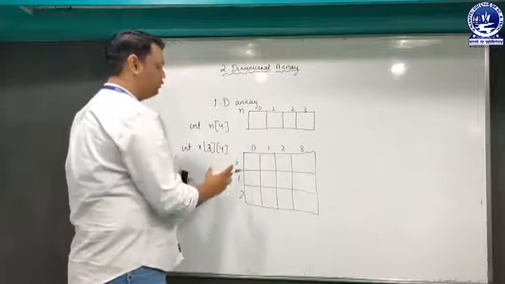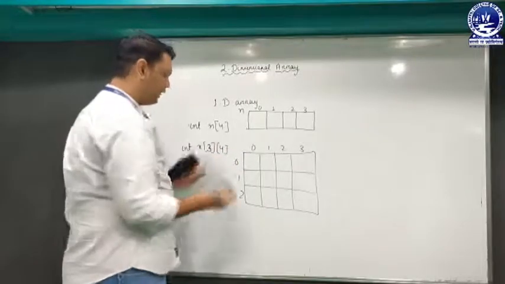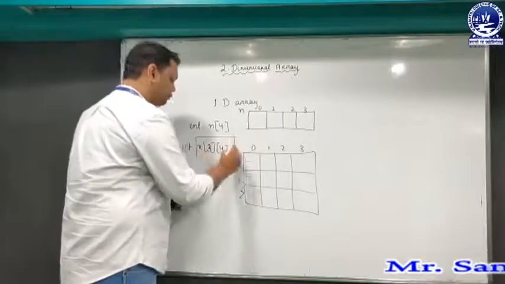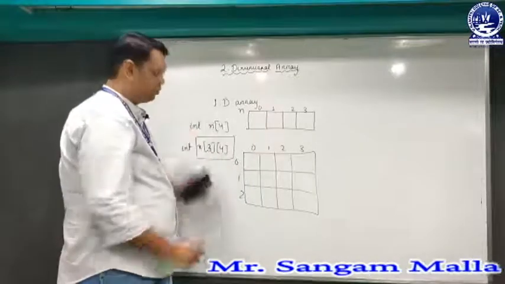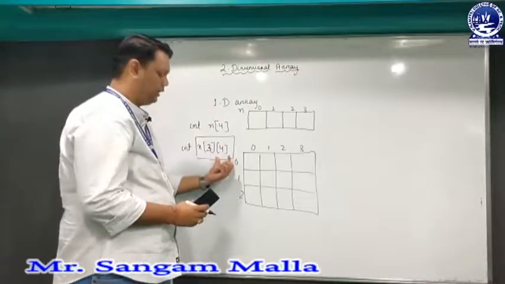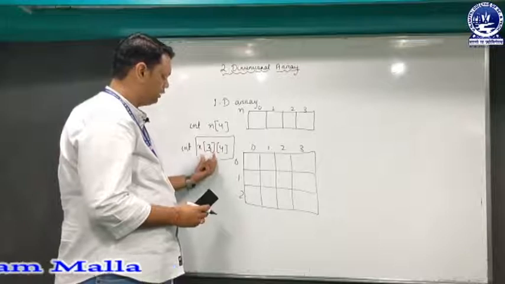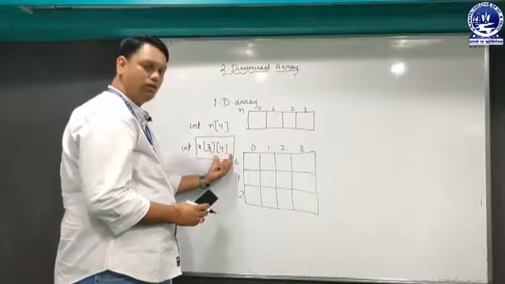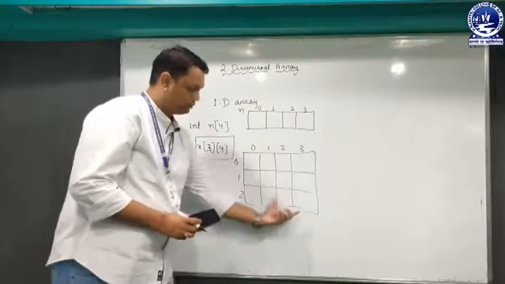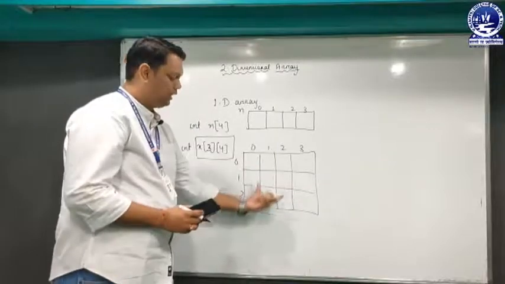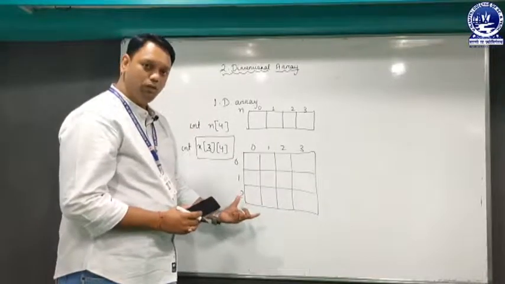Whenever we want to store a large amount of data, we use the concept of a 2D array. In a 2D array we have the row value and the column value. Depending on the row number and the column number, the table, or the array, will be created in a tabular form.